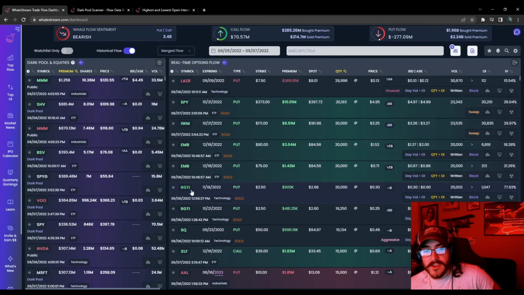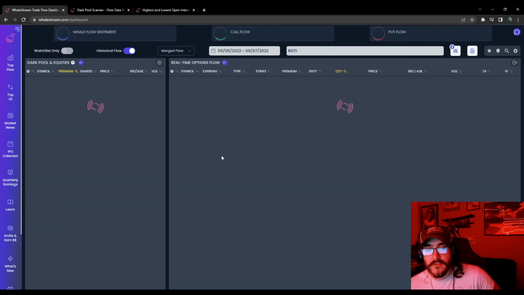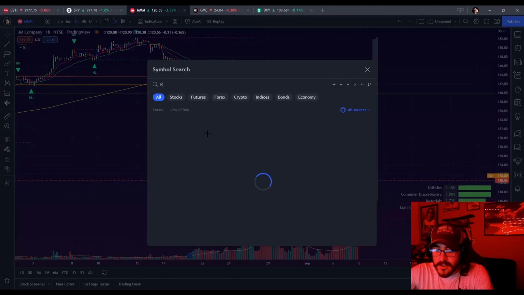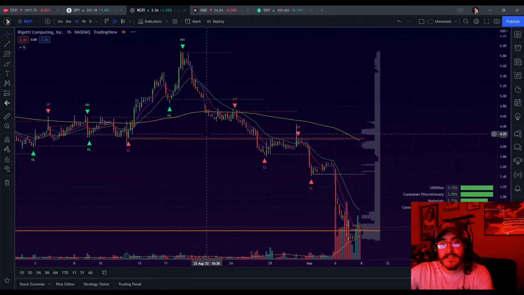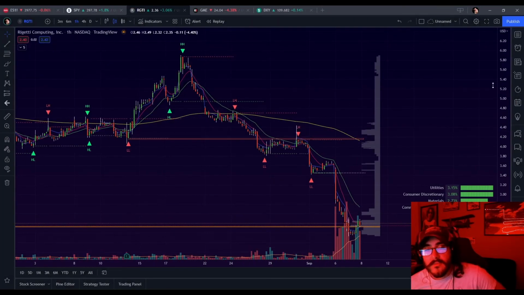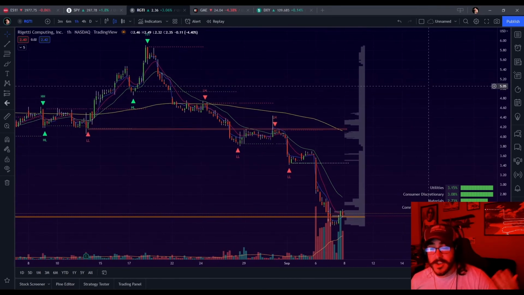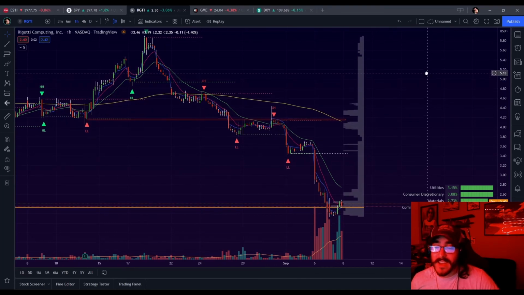Let's look into this RGTI trade. Let's go over here to RGTI. We'll see a lot of sold puts. Might be worth looking at a chart on RGTI. See the 1 hour here. What does it mean when somebody sells puts? It means that they're bullish. So it might be basing here. Shares are pretty daggone cheap.